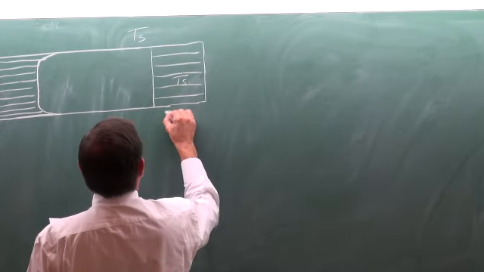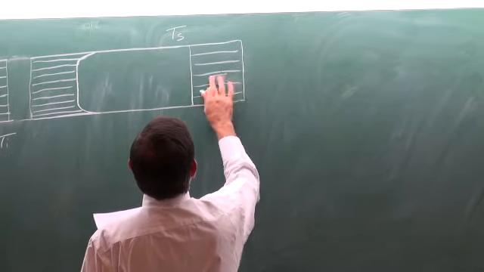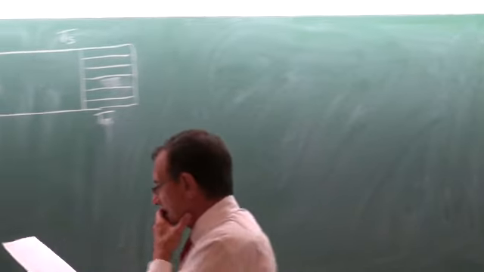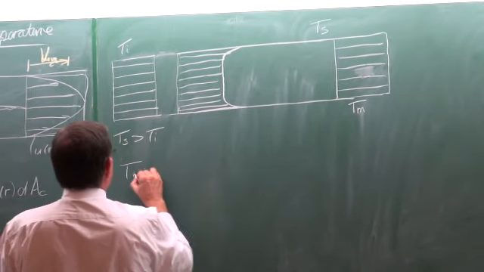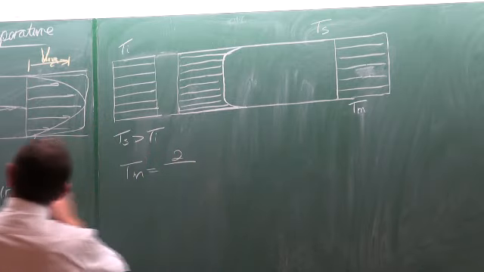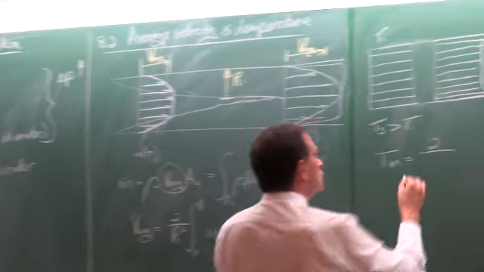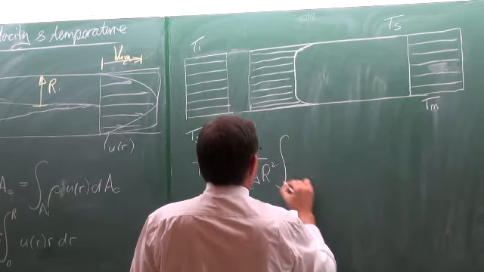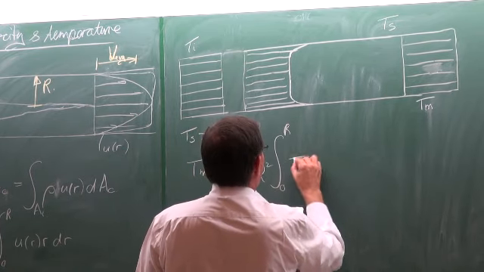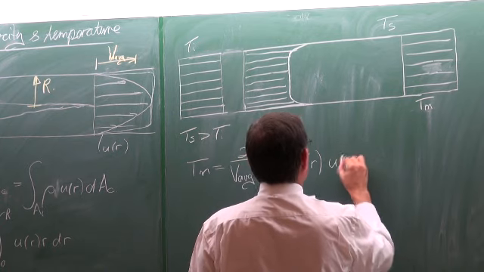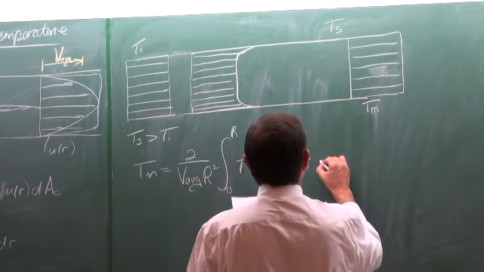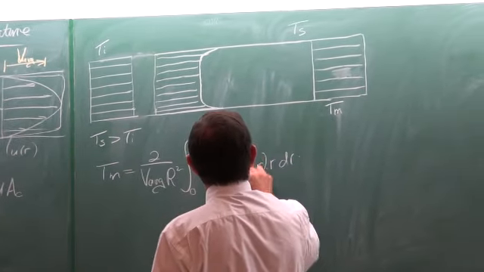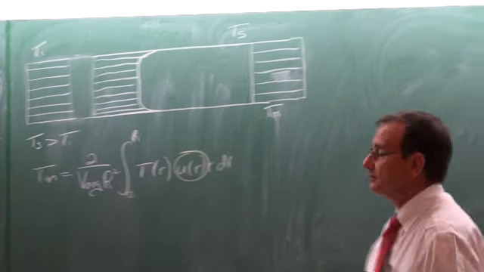And this we actually call Tm. Sorry, that is not Ts, that is equal to Tm. I'm going to describe to you what Tm is just now. So Tm is equal to, and I'm not going to do all the mathematics, 2 times the average velocity multiplied by R squared, the integral from 0 to R of the temperature multiplied by the velocity distribution, R dr. So we can see that the mean temperature is a function of the velocity distribution.